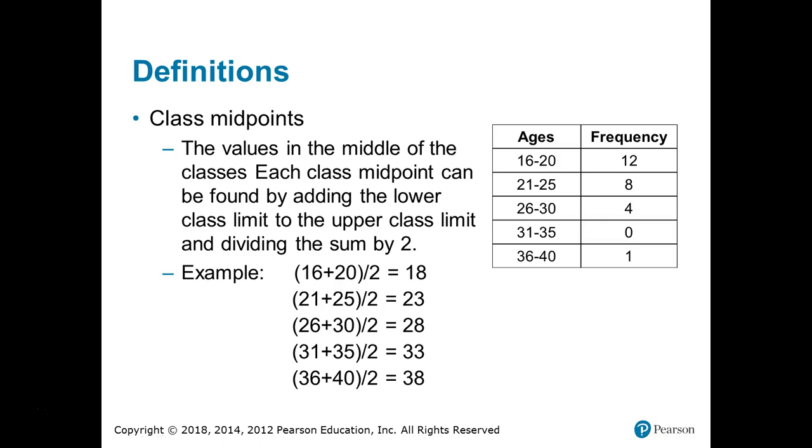Class midpoint is the value in the middle of each class. So each class midpoint can be found by adding the lower class limit to the upper class limit and dividing by 2. So what's halfway between 16 and 20? Well, 18. What's halfway between 21 and 25? Well, 23. And if maybe it's not an easy number, you can always just do it this way. Take the lower class limit and the upper class limit, add them together, divide by 2, and that'll give you the midpoint, just the average of the 2 numbers.